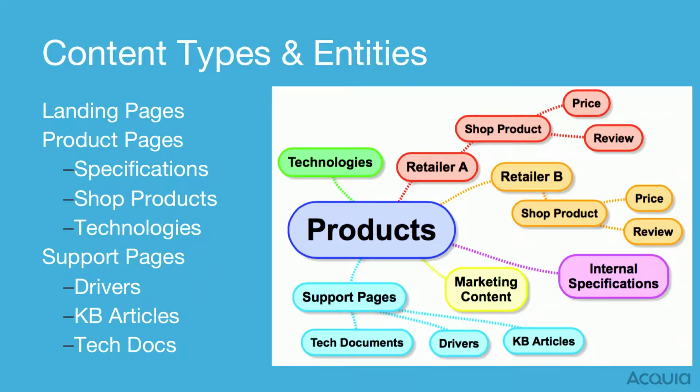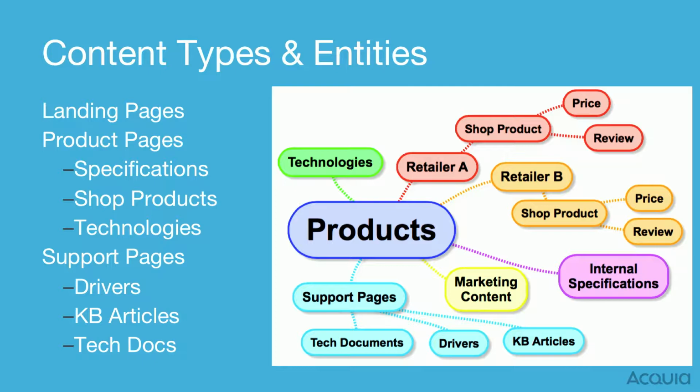So product pages are in and of themselves basically a container to display a bunch of other stuff that we're capturing. So we have entities that store the specifications, which are all the different specs and properties of all of the individual product models. We have entities that store information for the shop products, which are the product records that point to actual places where you can go and purchase something.